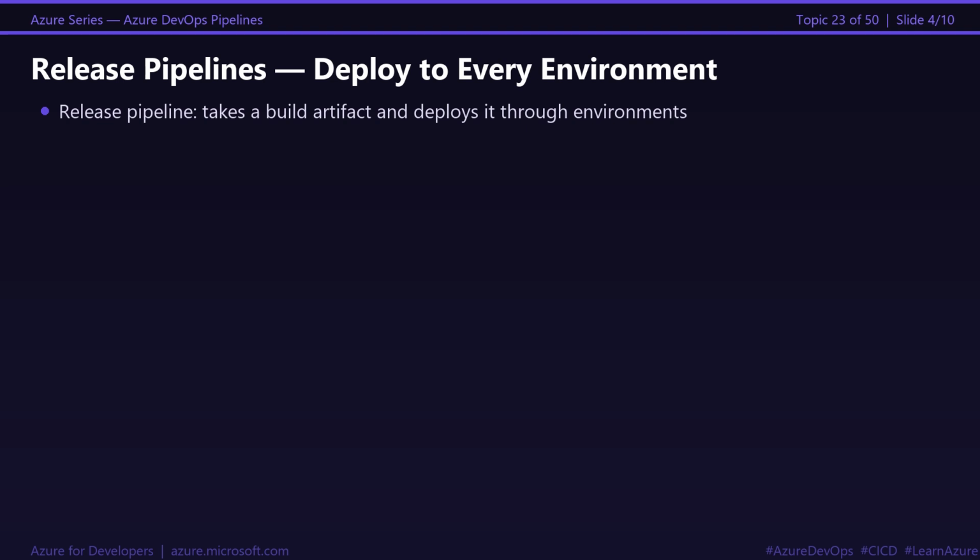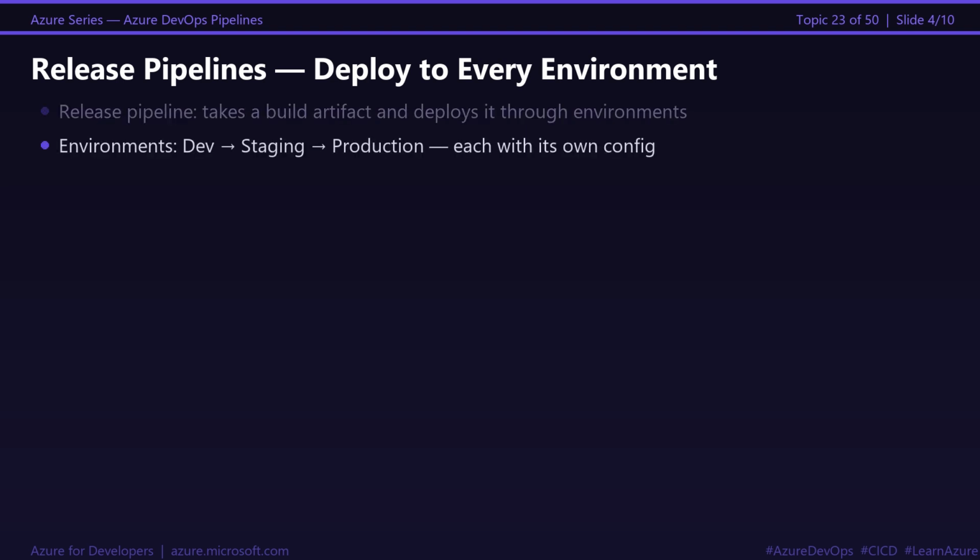Here is the powerful part. Each environment injects its own configuration at deploy time. The same artifact uses the dev database connection string in dev. And the production connection string in production. No config file changes. No risk of deploying dev settings to production.